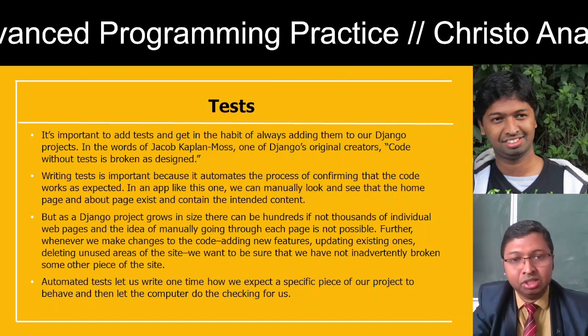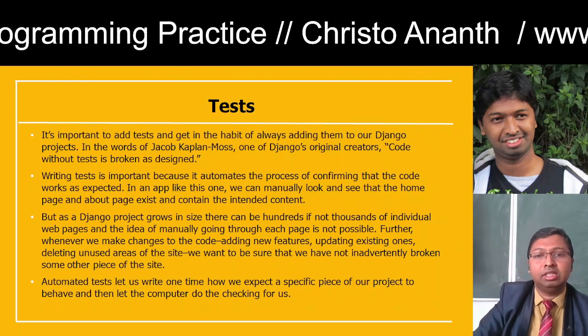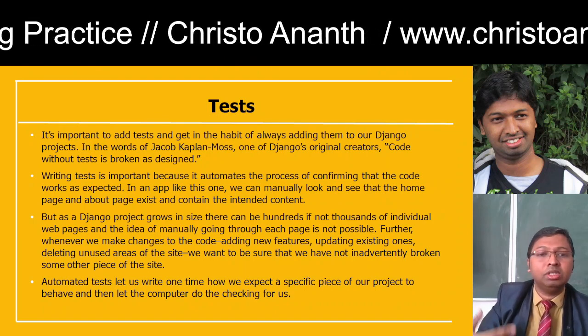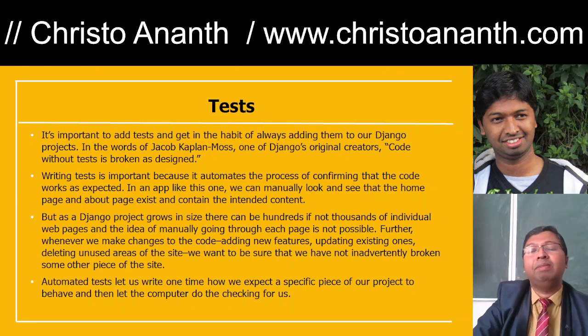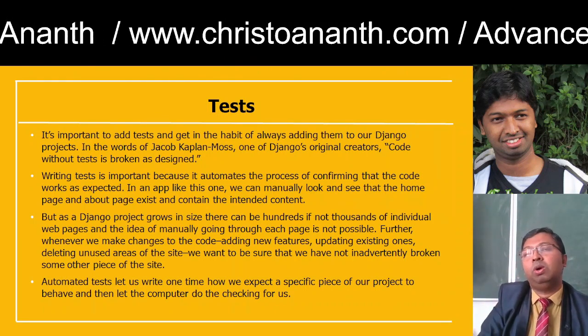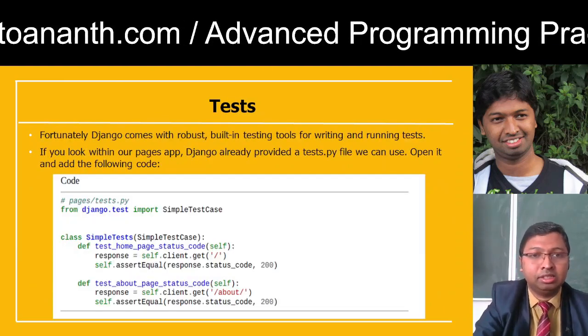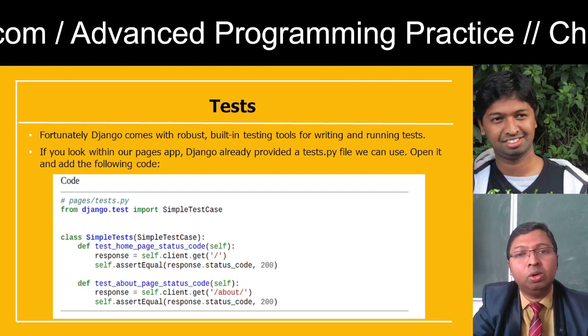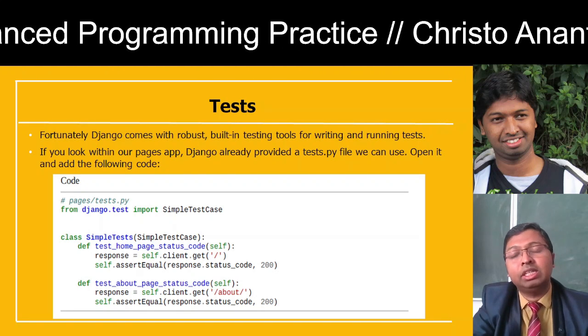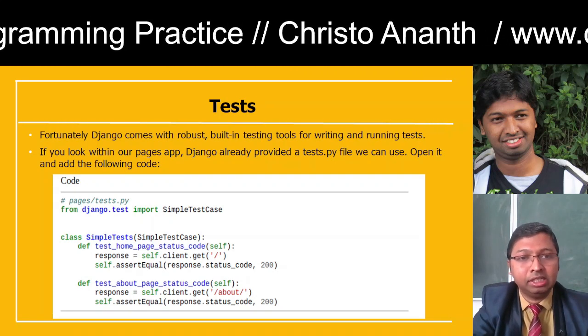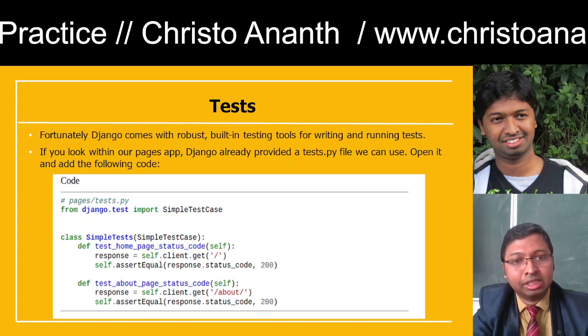Okay, so when a Django project grows in size, there can be hundreds if not thousands of individual web pages, and manually doing it is not possible. So one time update and next time you can do it for the remaining things. Here in Django we have robust built-in testing tools for writing as well as running tests. So you'll have pages/tests.py.